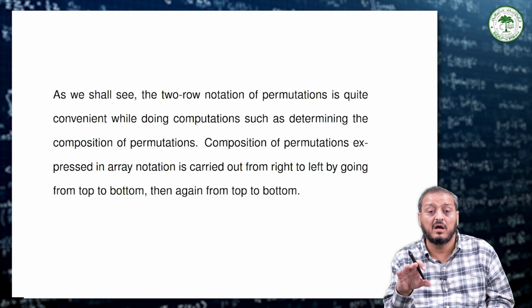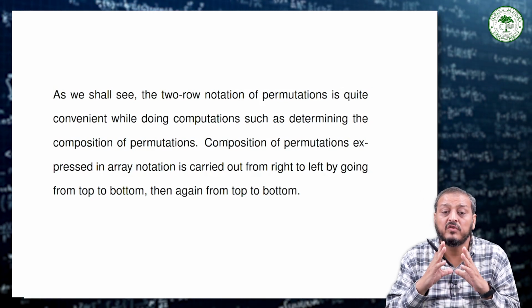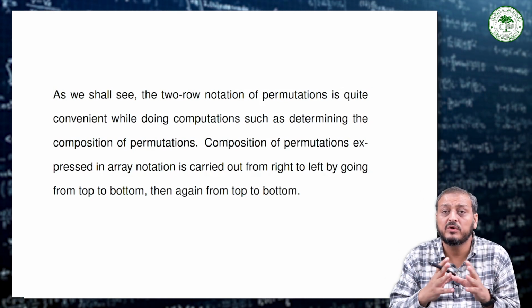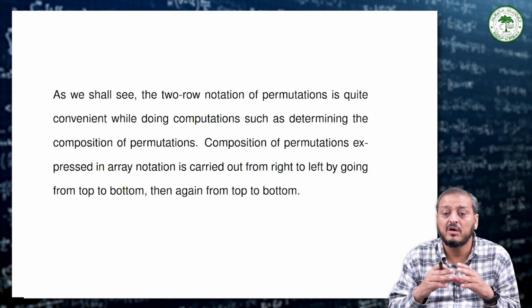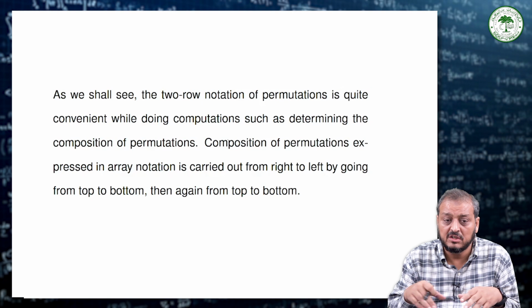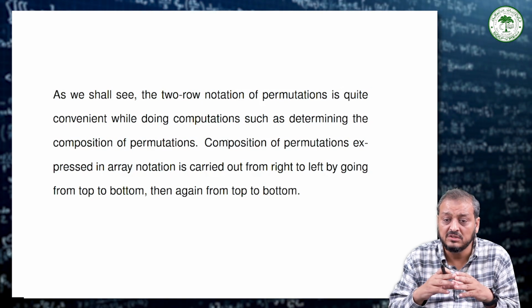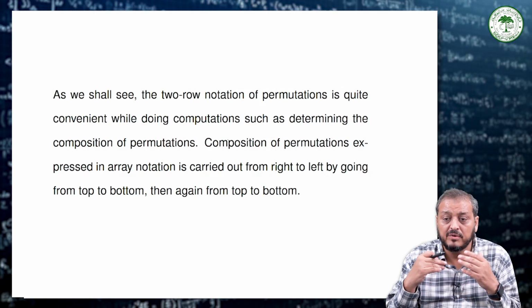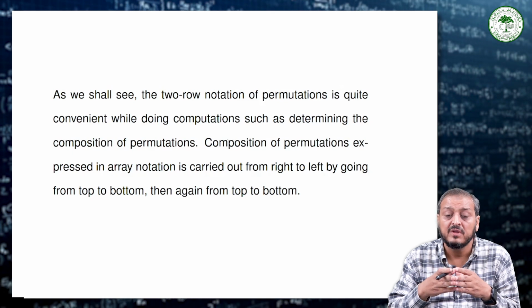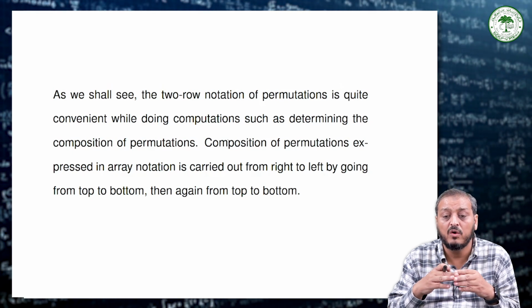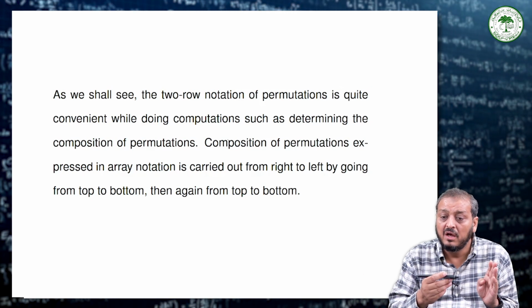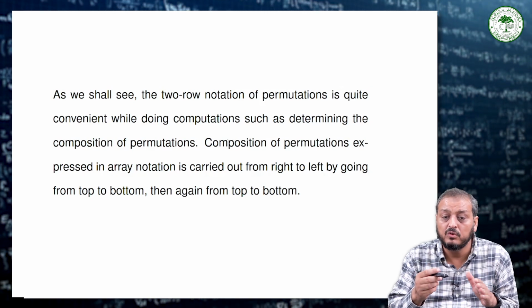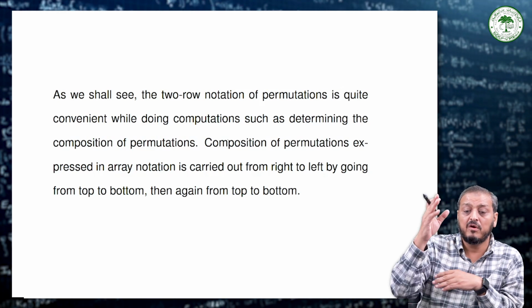As we shall see, the two row notation of a permutation is quite convenient while doing computations such as determining the composition of two functions. Composition of permutations expressed in array notation is carried out from right to left, going from top to bottom, and then again from top to bottom.